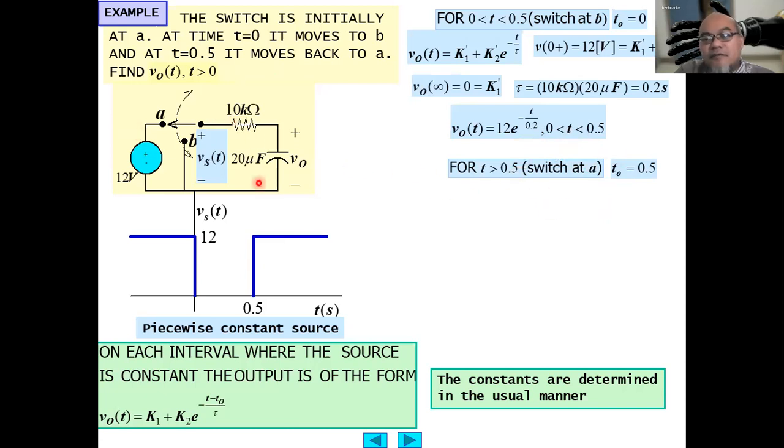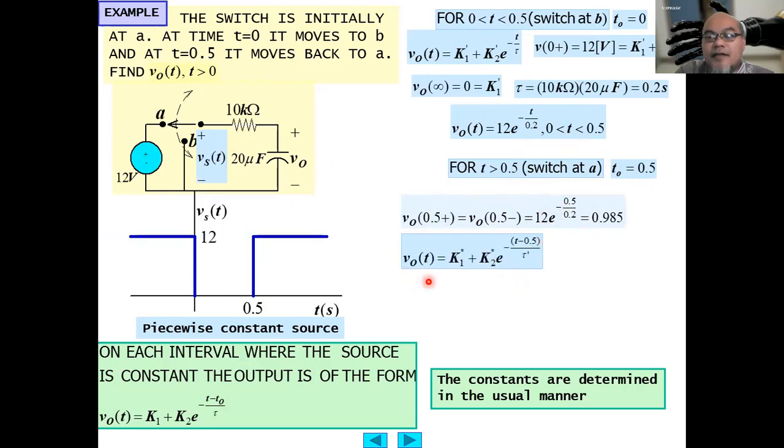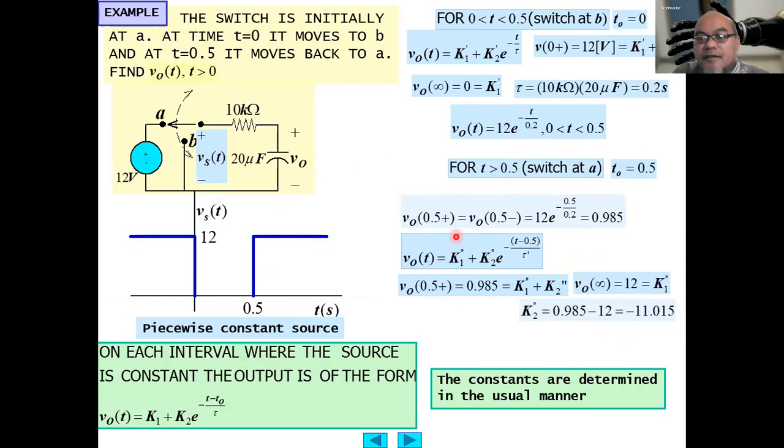For t larger than 0.5, switching at A, it becomes like this, the solution. So this is the V out initial value at 0.5. The value just after switching equals the value just before switching, for the output. So from here we obtain this solution for t larger than 0.5.